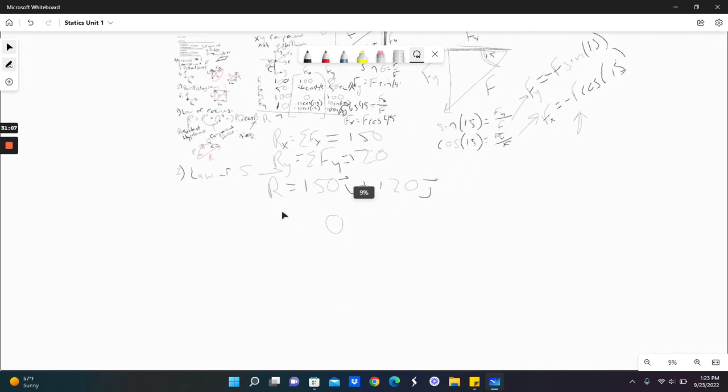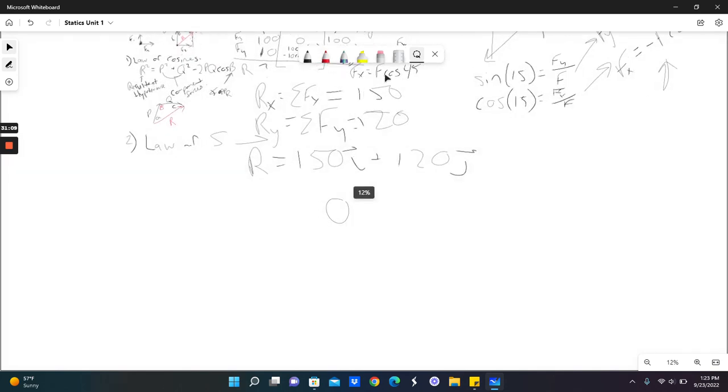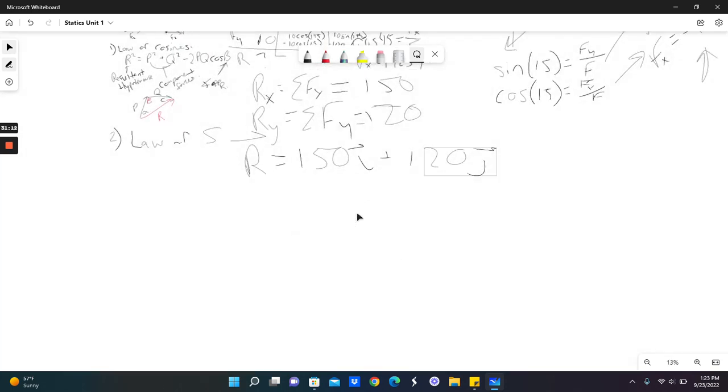Our final answer is, so first we need to find the magnitude of R. The magnitude is going to be the square root of the sum of the squares, meaning the square root of each term squared and added together. So the x element squared plus the y element squared, take the square root of that. That would be your resultant force magnitude.